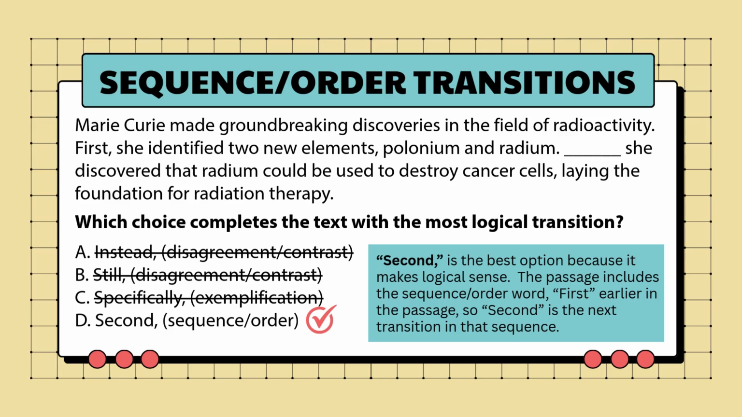We would choose D, second. Second is the best option because it makes logical sense. The passage includes the sequence order word first earlier in the passage, so second is the next transition in that sequence.